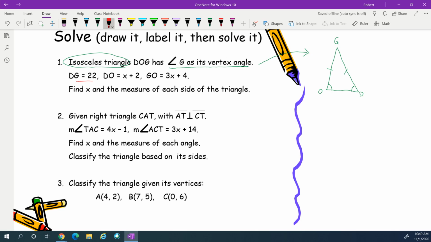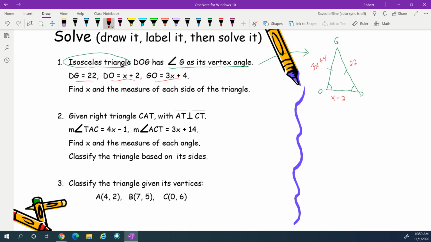So DG is 22. DO is x plus 2. That's down here. And GO is 3x plus 4. And, well, we're asked to find x and then each side. We're always going to find x. That's not even a question.